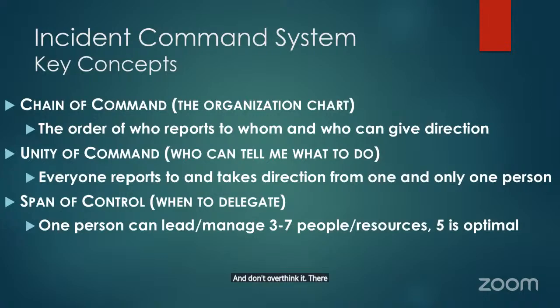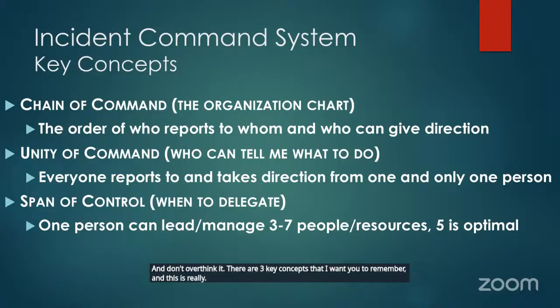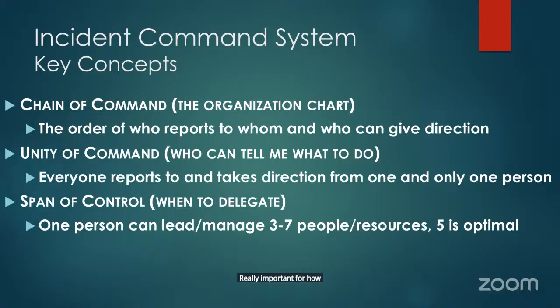There are three key concepts that I want you to remember, and this is really, really important for how ICS operates. Chain of command, you can think of it as the organization chart, is the order of who reports to whom and who can give direction to someone. Unity of command is similar, certainly it shares the same word, but who can tell me what to do is what it boils down to. Everyone reports to and takes direction from one and only one person.